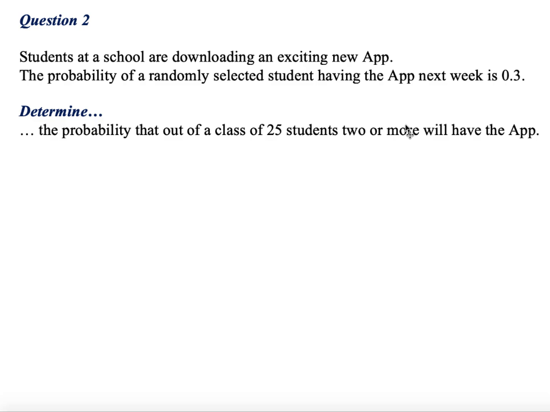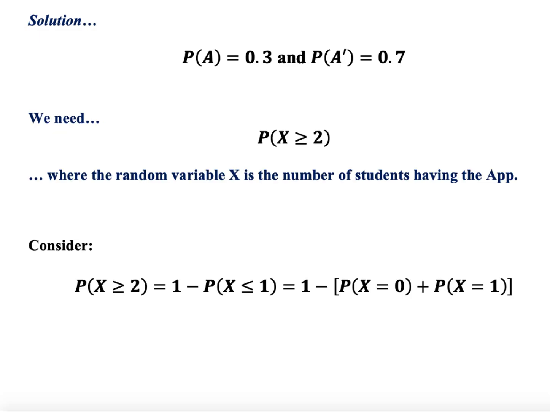Well, if 2 or more will have the app out of the 25, you can imagine just how involved coming up with the list of all the different combinations would be, similar to what we saw in the first example. So I don't think we want to go there. But we are saying, for example, in terms of success and failure, the probability that students download the app is 0.3. That's your success. And then 1 minus that is that they don't have the app.